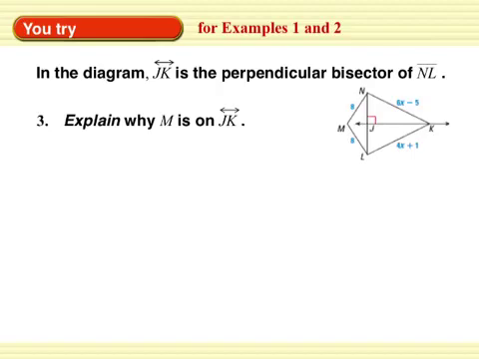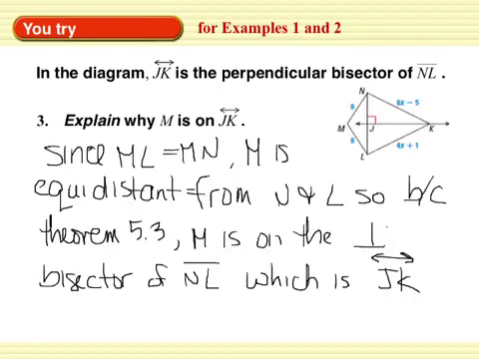Explain why M is on JK. Go ahead and push pause. Big explanation. Since ML is equal to MN, M is equidistant from N and L. So because of Theorem 5.3, M is on the perpendicular bisector of NL, which is JK. Read through that again.